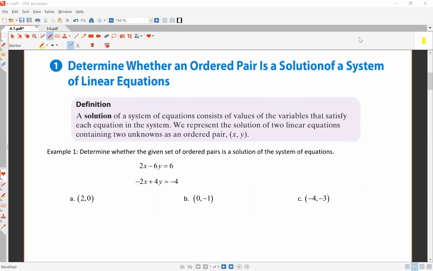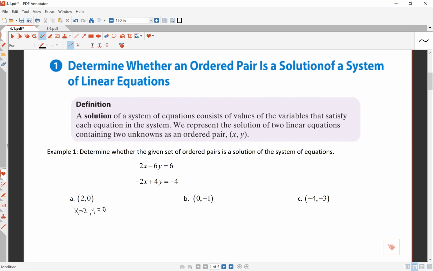We're wondering if we have a solution like (2, 0). A solution of a system of equations consists of values of the variables, so values for x and y, that satisfy each equation in the system. So what that means is we want x equal to 2 and y equal to 0 to work out in both equations. If it does, we say that's the solution of the system. If it doesn't work out in both equations, then it's not a solution to the system.